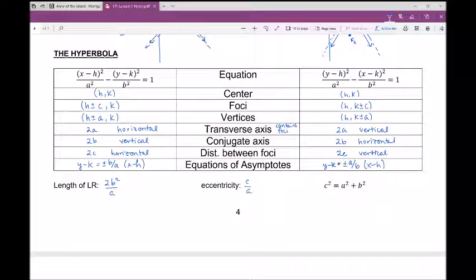That'll be c over a, but this time, to find that letter c, we have a slightly different formula than with ellipses. So remember, ellipses where c squared is a squared minus b squared. But with hyperbolas, we change that minus to a plus. Okay, so that's really the most important formula for you to remember, besides the actual equation of the hyperbola.